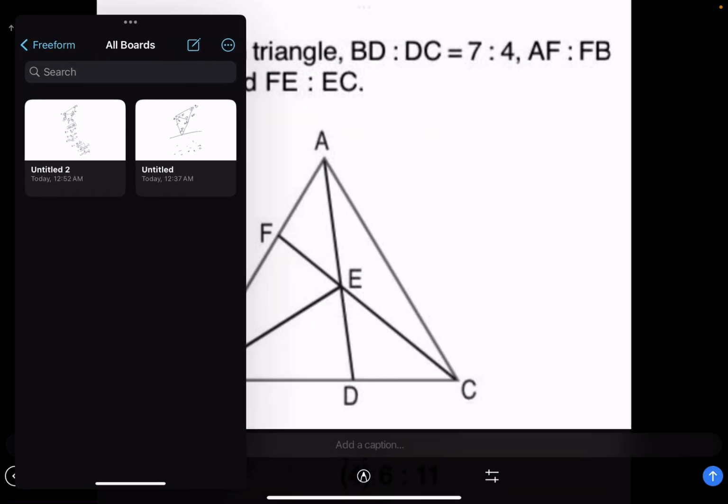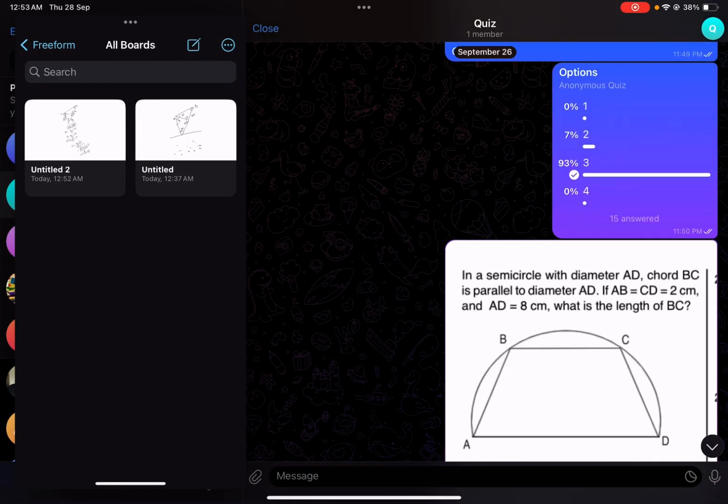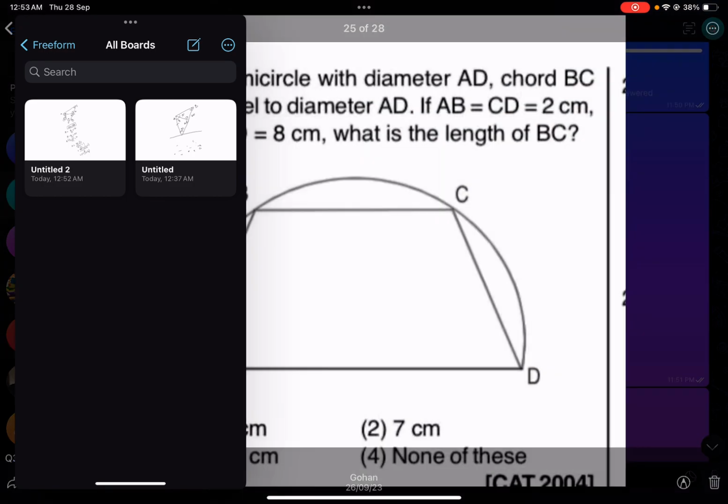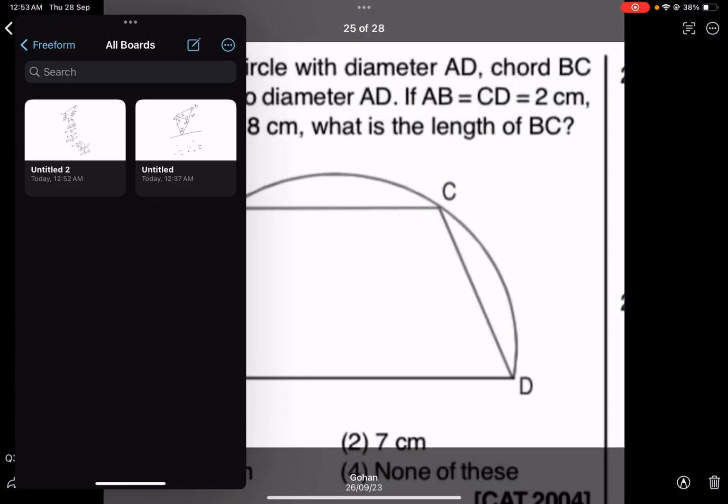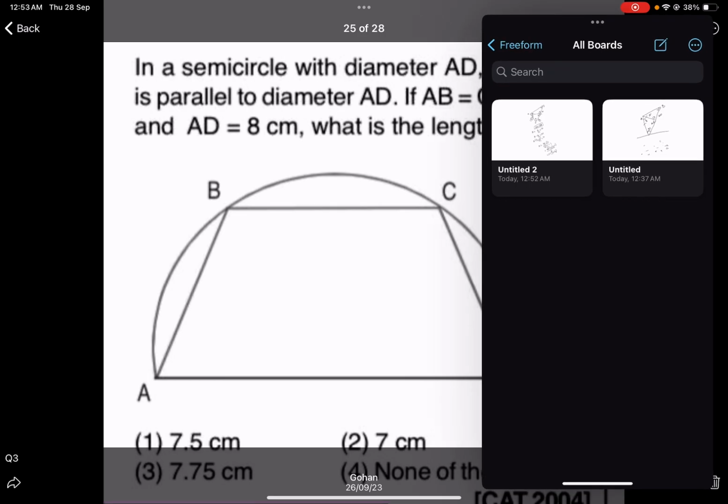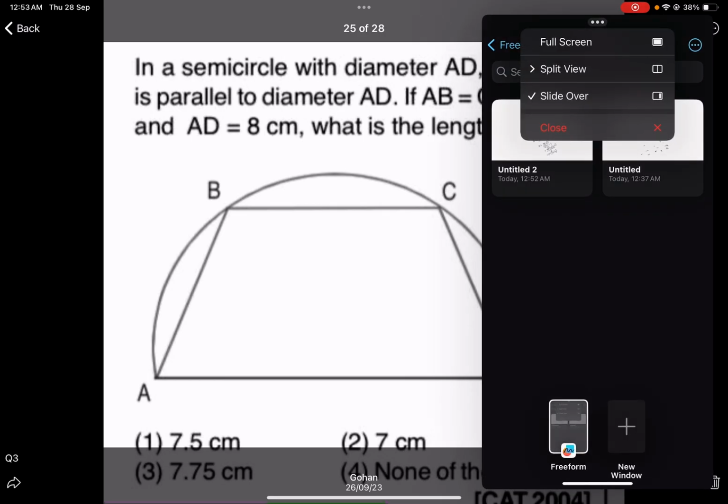Okay, so let us go through the next question. So the next question is this. Again, this question is also... wait, I have to close this.